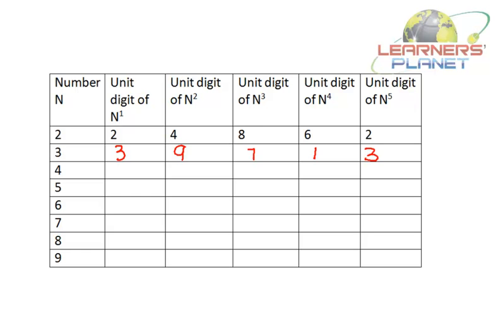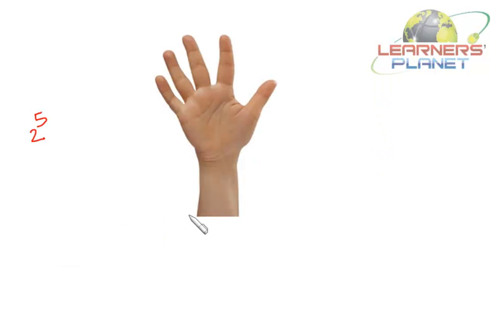Now let's calculate it for 4. 4 raised to 1 will end in 4. 4 4s are 16. That will end in 6. Then 6 4s are 24. Further we are getting 4. Then 4 4s are 16. Further we are getting 6. Then 6 4s are 24. Further we are getting 4. So the sequence will go like this: 4 6 4 6 4. That means if 4 is raised to any odd power, it will produce 4. If 4 is raised to any even power, it will produce 6.